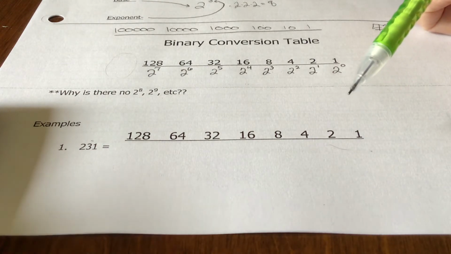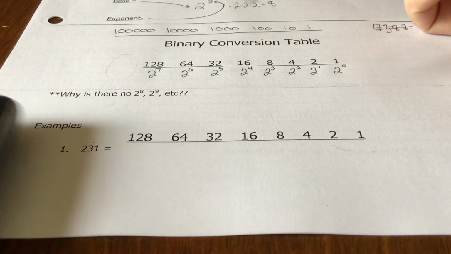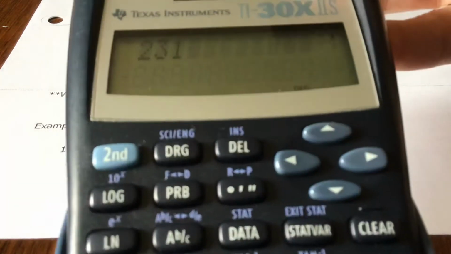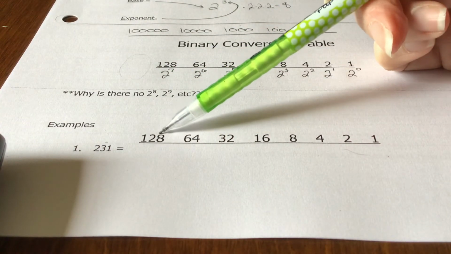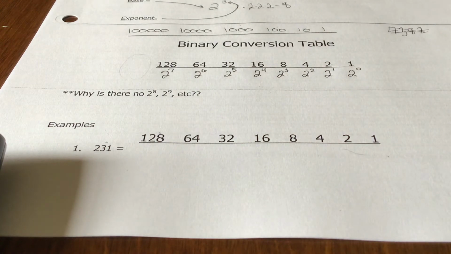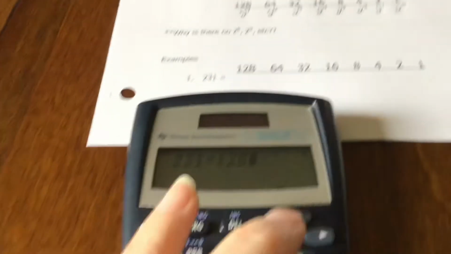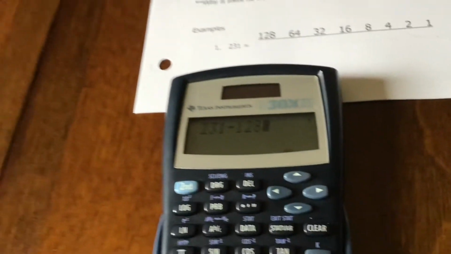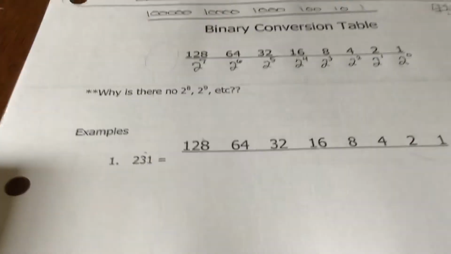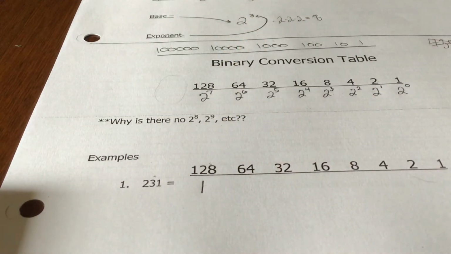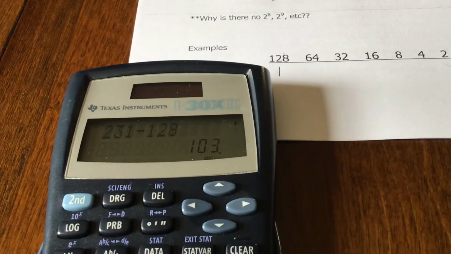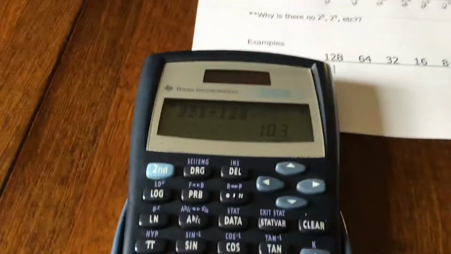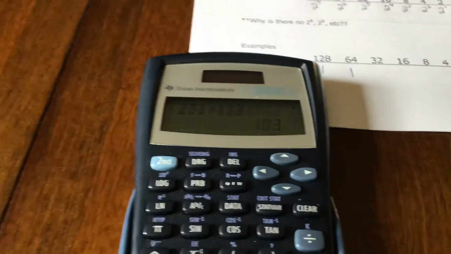So what I want you to do with your calculators is that you would start with the number 231. I don't know if you can see 231. Okay. And you're going to ask yourself, from that, can I subtract 128? Yes, I can, right? 128. So I'm going to say, yes, I can. So I'm going to put a 1 there. When I do the subtraction, I get 103. So can I subtract the next piece? The next piece is a 64. Yes, I can. So I'm going to put yes, and then I'm going to do it.